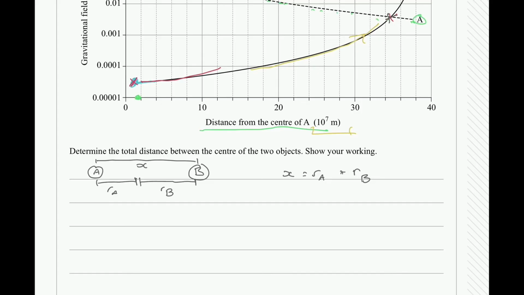So what is that interception point? That interception point tells us that the gravity due to planet A, and I'm going to use magnitude because they're working in opposite directions, right? The gravity of planet A is pulling towards planet A, whilst the gravity of B is pointing towards B. Gravity is a vector measurement, so it has a direction. So I'm using the magnitude to get rid of that vector, so it removes whether it's positive or negative. So at that point, our distance is approximately, say, 35 times 10 to the 7 meters away.